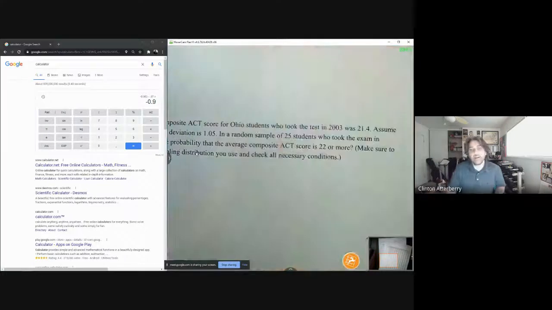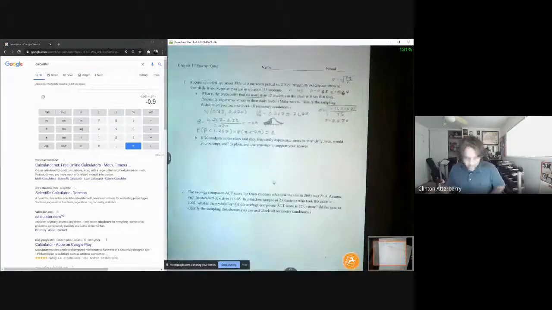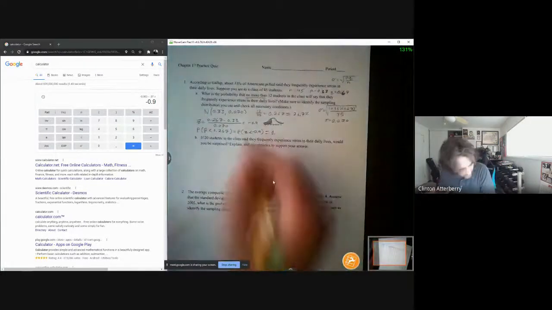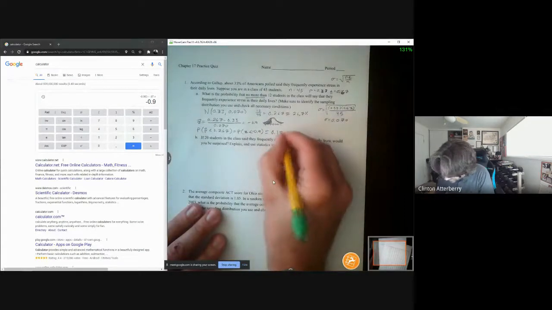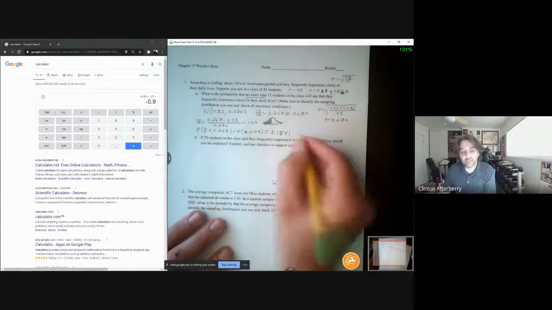Let's see. How should we round this? They gave us 5 numbers, so we'll round it to 4. That's pretty common for this, at the 10,000ths place.